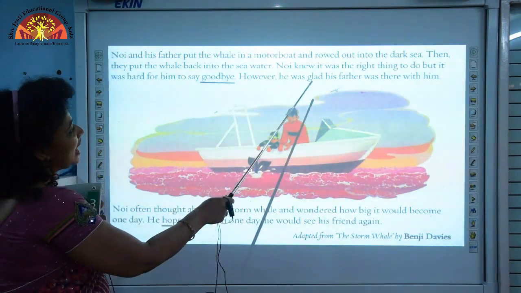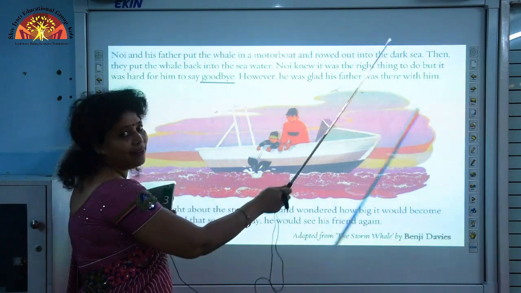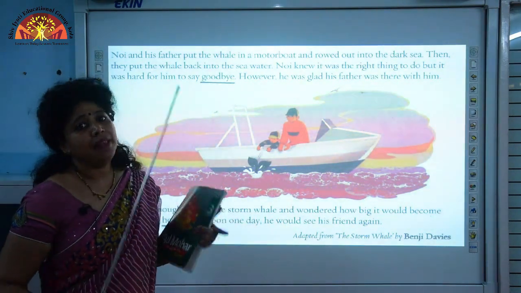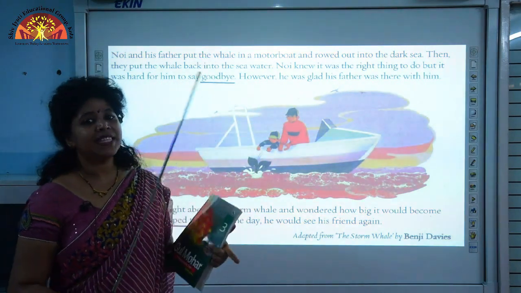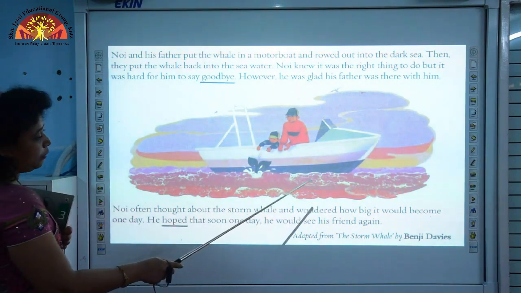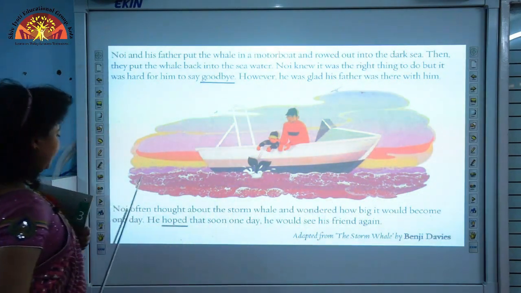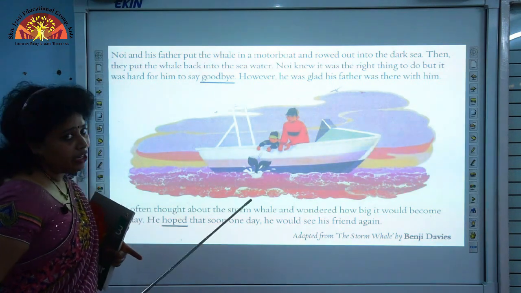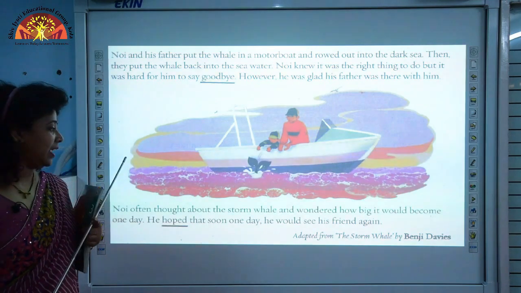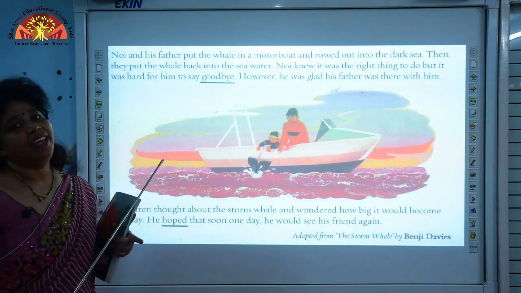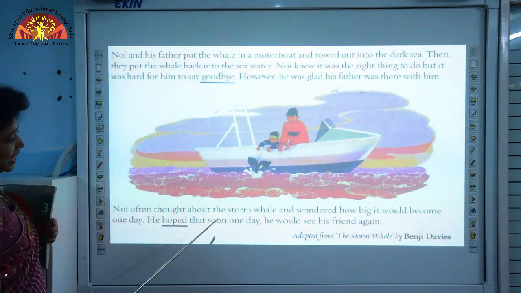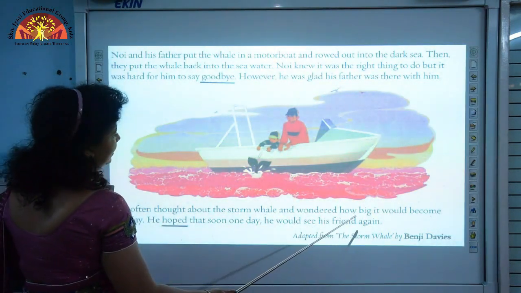However, he was glad his father was there with him. He was glad his father was there to support him, to be there with him in his time of sadness. Noe often thought about the storm whale and wondered how big it would become one day. So, Noe did not forget his storm whale friend. He often remembered his friend and hoped that one day he would meet his storm whale friend. He hoped that soon one day he would see his friend again.